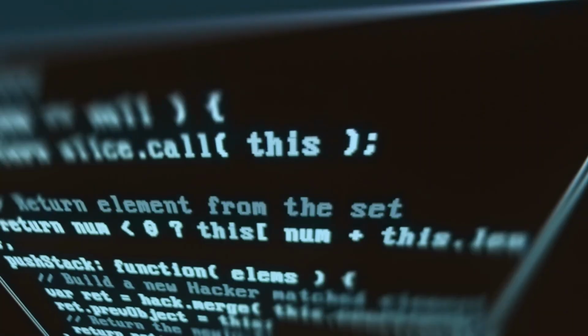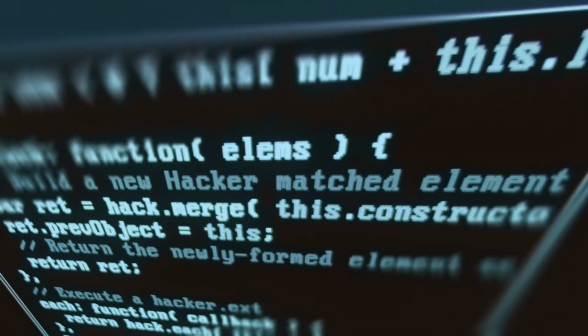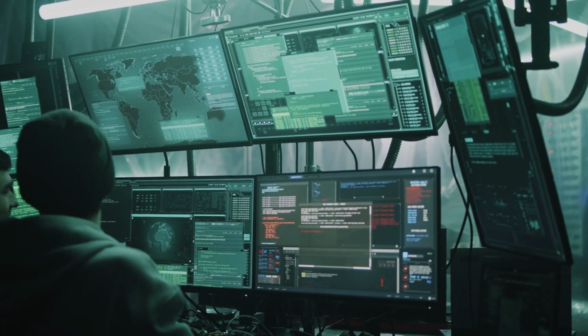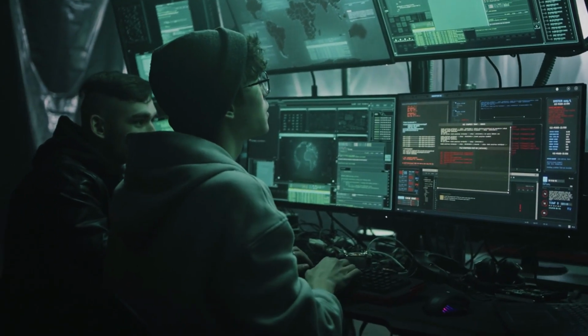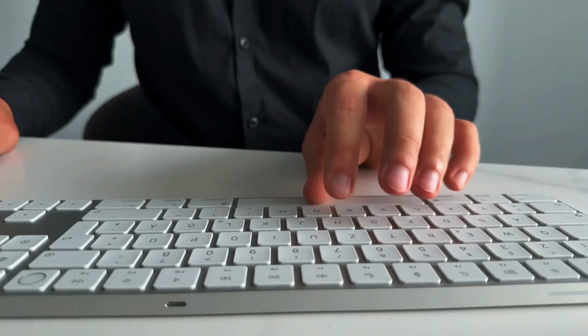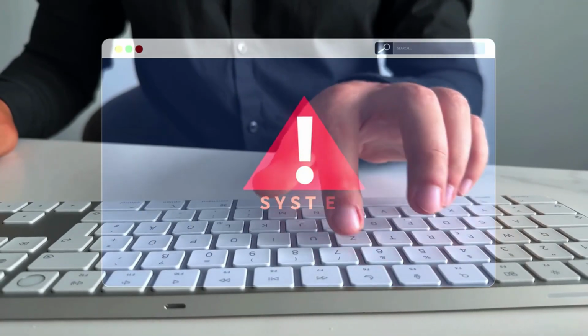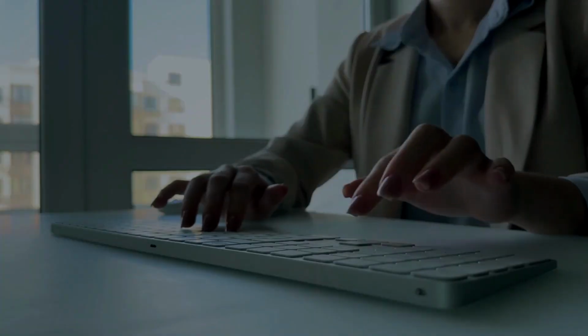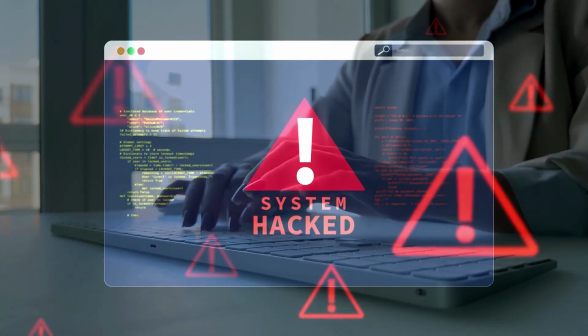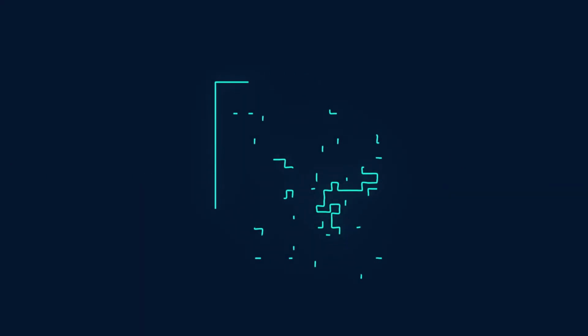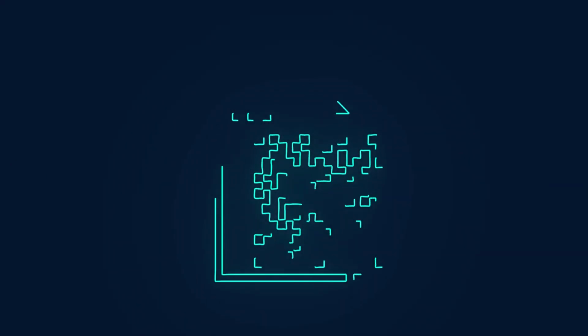Number 2. Remote code execution. Remote code execution allows attackers to run malicious commands on a victim's system from a remote location. This type of vulnerability can give cybercriminals full control over a system, allowing them to install malware, steal data, or disrupt operations. Number 3. Poor data validation.